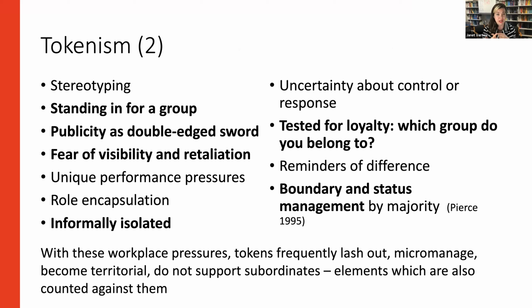So they end up lashing out. They'll often be micromanagers. They can become territorial. They can get decried for not supporting their subordinates. She's a woman in charge. Why isn't she supporting all these women below her? Well, likely because that woman is in a tokenist situation. It is not okay or safe for her to do any kind of protecting of anyone else. So these elements then again end up being counted against them.